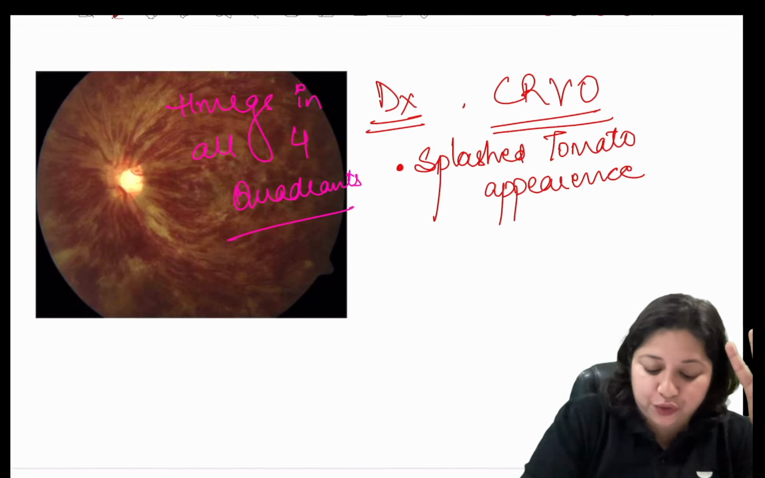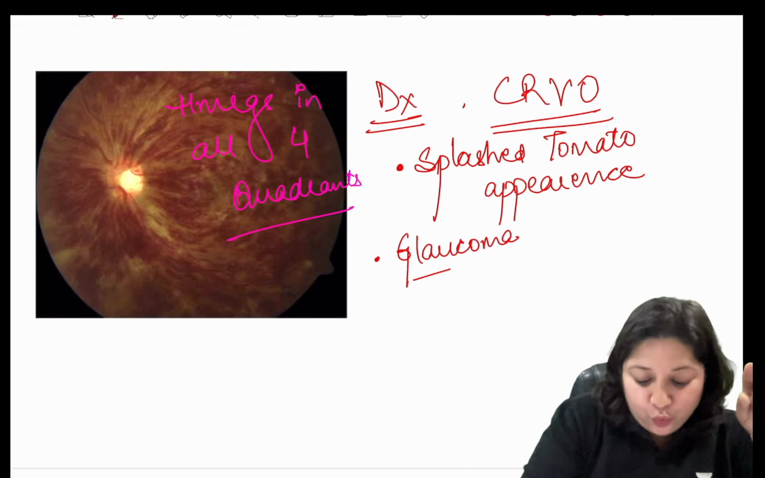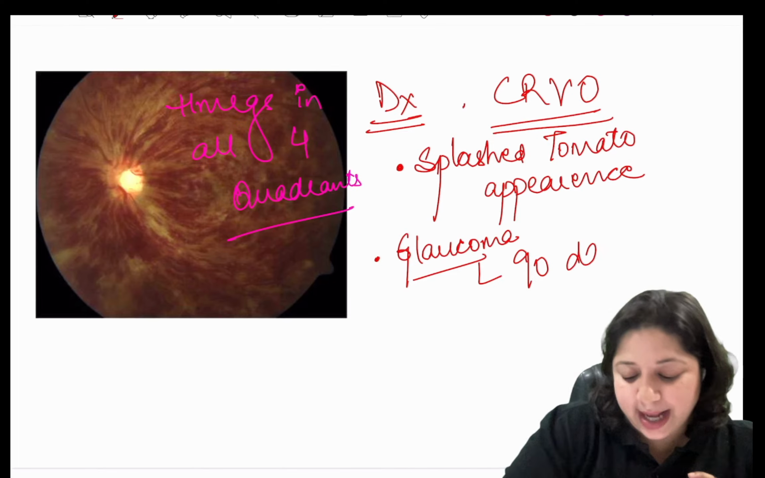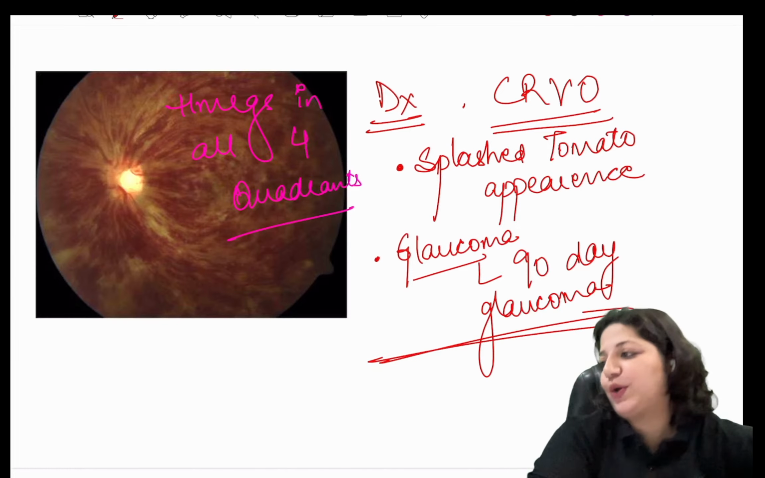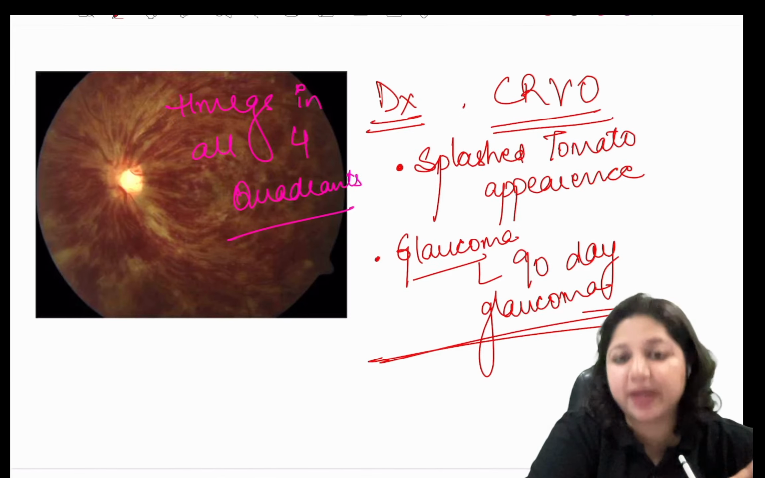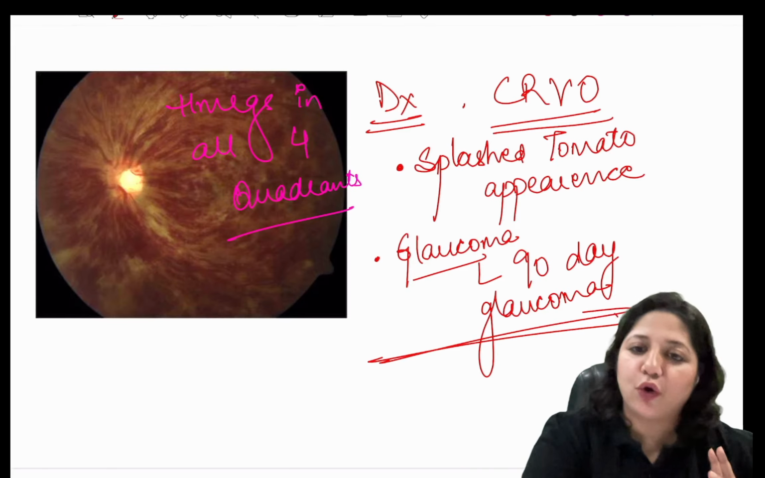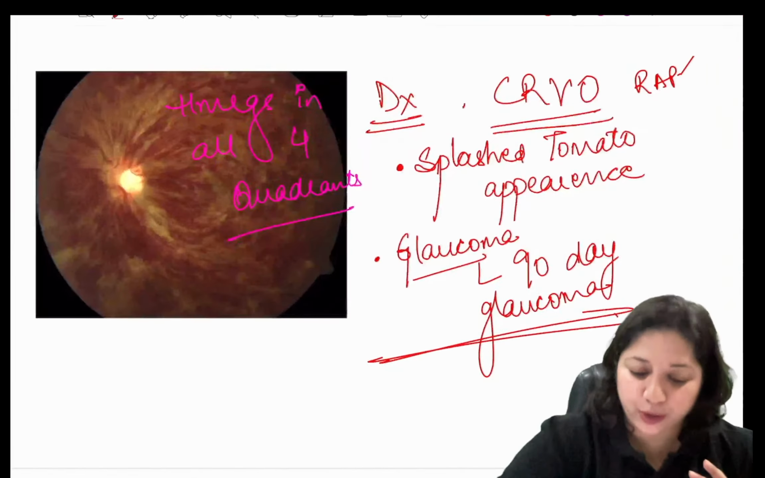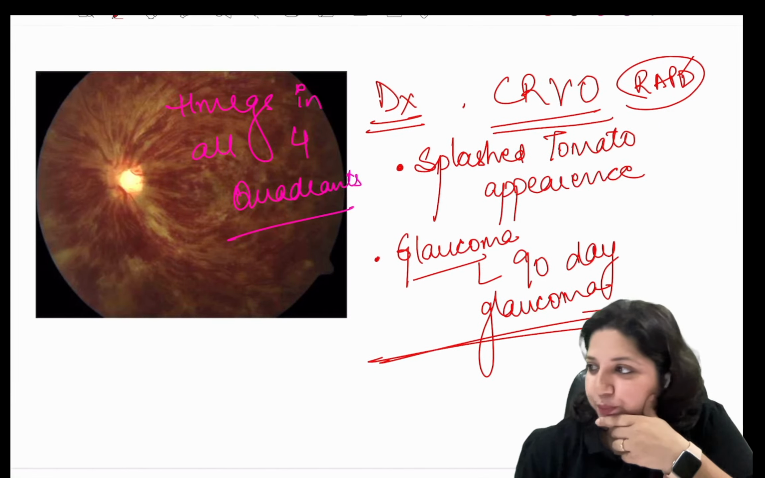And the second important thing that you should remember in connection with CRVO is the glaucoma that you get here, which is a complication. What is the name of this glaucoma? It is called 90-day glaucoma, right? So these are 2 important things of CRVO that you should remember. Then the types of CRVO, which are non-ischemic or venous stasis type, and ischemic or hemorrhagic type. And you will always have RAPD when we are talking of the ischemic type of CRVO. All right.